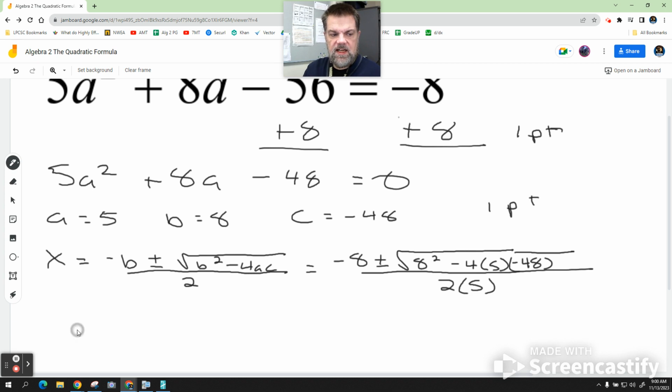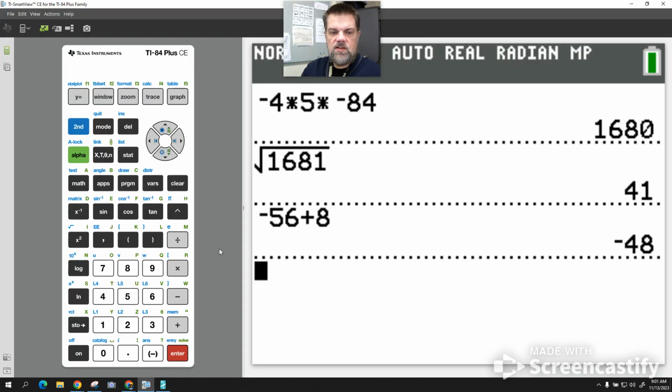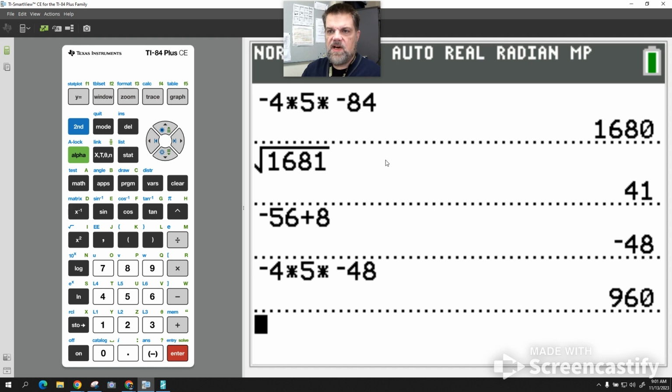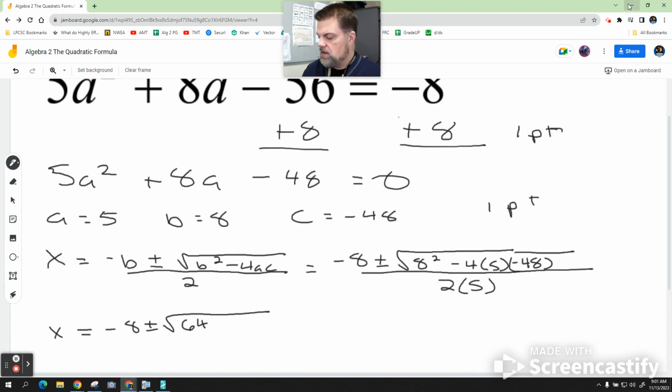So on the next line down here, I'm going to get negative 8 plus or minus the square root of 64, and then 20 times 48 is like 960 or something like that. So I'm going to say negative 4 times 5 times negative 48, positive 960. So plus 960 all over 2 times 5, which is 10.